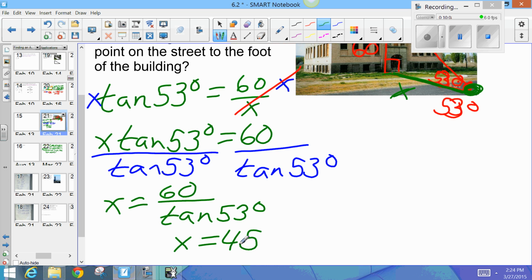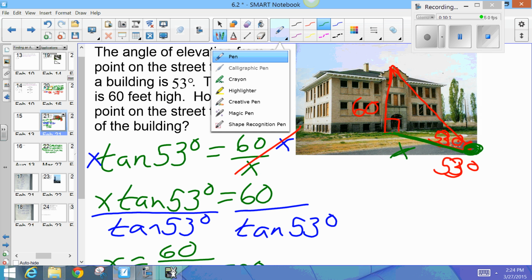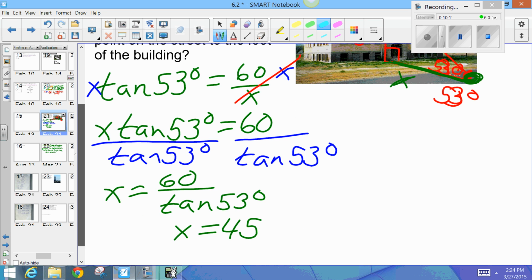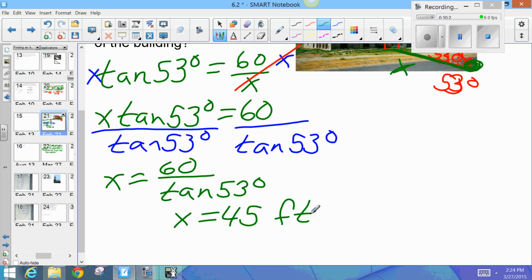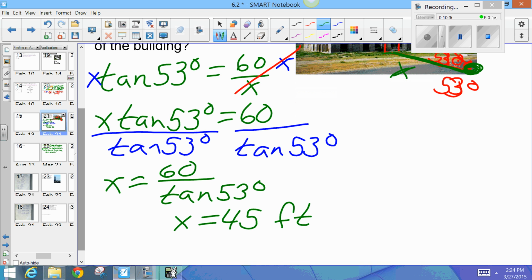All right, let's talk about our units here. This was measured in feet. I love feet. My answer is in feet. Also, let's check about the rounding. How far is the foot on the street to the foot of the building? It doesn't really talk about what units I should use or how I should round, so I'm just rounding to the nearest foot. All right, there it is.